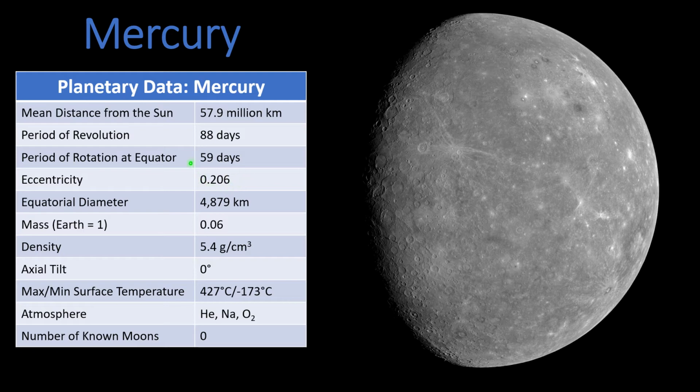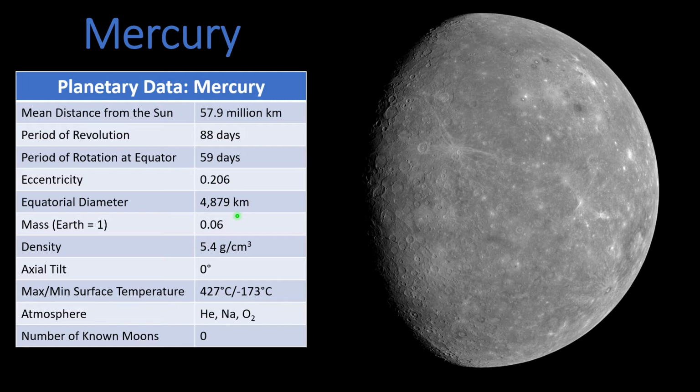The closer this number is to 0, the rounder the orbit will be. The higher the number, the highest it can ever get is 1, the more stretched out. So 0.206 is not a very round orbit. It's a little bit more oval shaped. We'll show you that in another lesson.